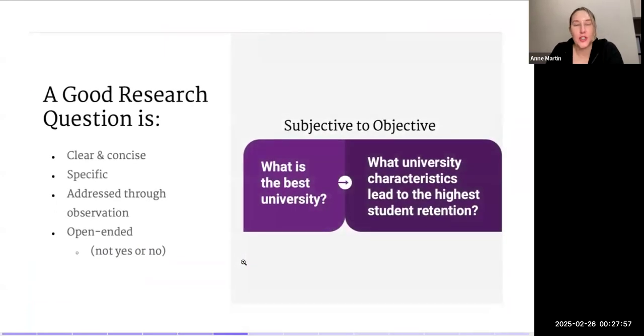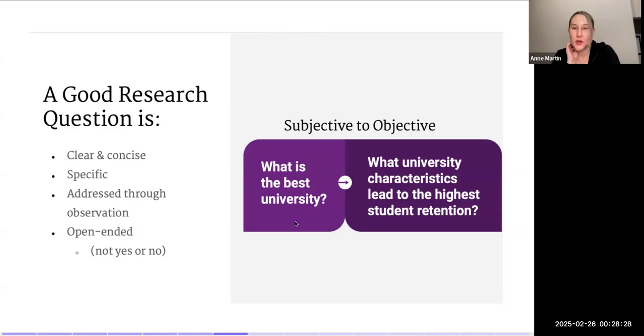Now, a good research question needs to be clear and concise, specific. And when I say specific, I mean it will indicate the setting and the participants. We'll look at some examples. It needs to be a question that is addressed through observation or empirical. We talked about that. And open-ended, not yes or no. Some of the scripts and descriptive have yes or no, but I think that they can be modified and improved.